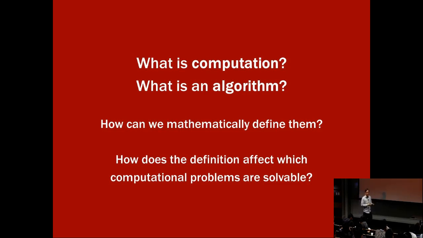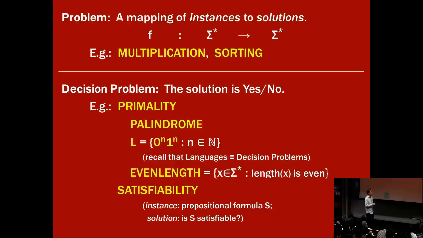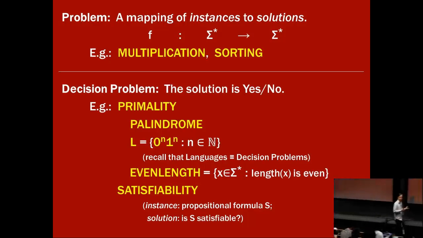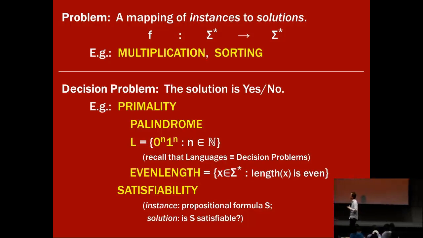Okay, so just to remind you of some terms from last time, a problem is a technical term. It's what we try to solve with computation. And it's a mapping of instances to solutions. Instances or inputs to solutions. And we can generally represent these things conveniently with strings. So you can also think of a problem as a function that maps a string, the instance, to another string, the solution. Some examples of that are the multiplication problem, where the instance is a pair of numbers and the solution is their product, or sorting a list.